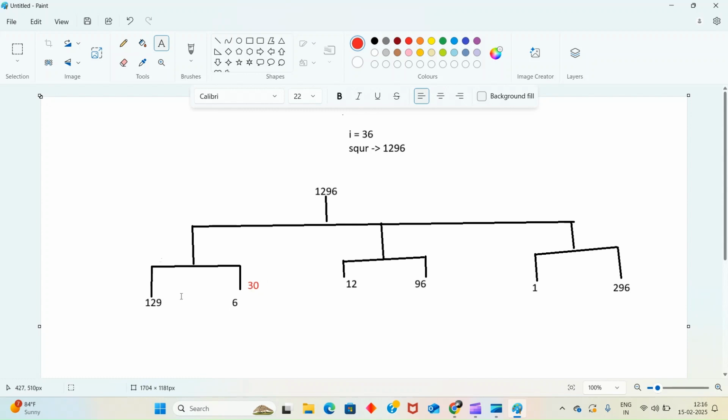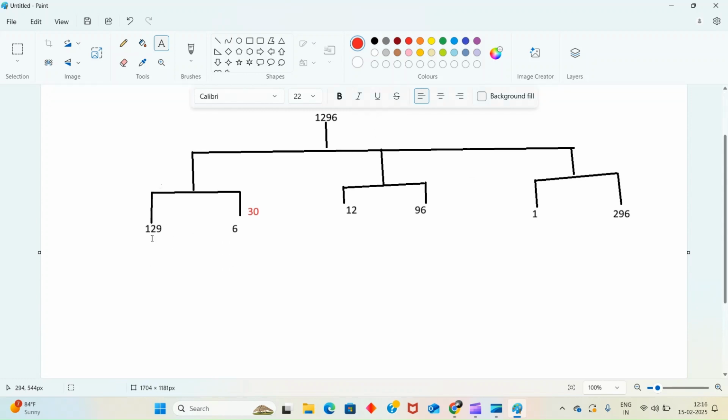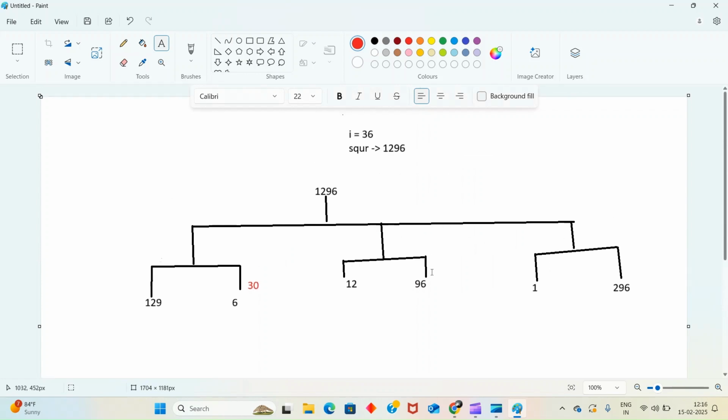So this is 30, and I have to do cuts in this such that the sum of these two will be equal to 30. If I make 96 here, 36 minus 96 will be minus 60, which will be an invalid case. And here also this will be an invalid case, as 36 minus 296 will be minus 260. So these two will be my invalid cases.